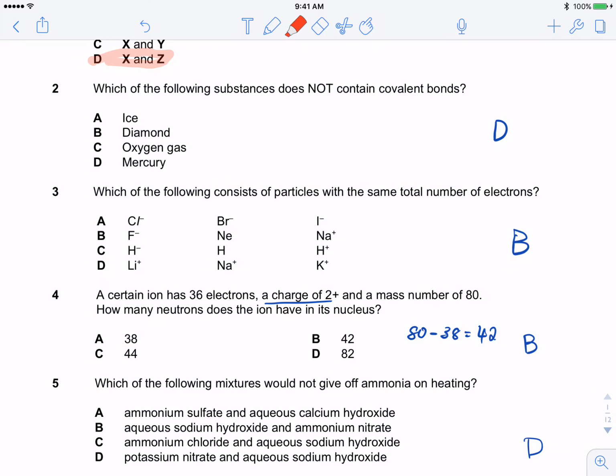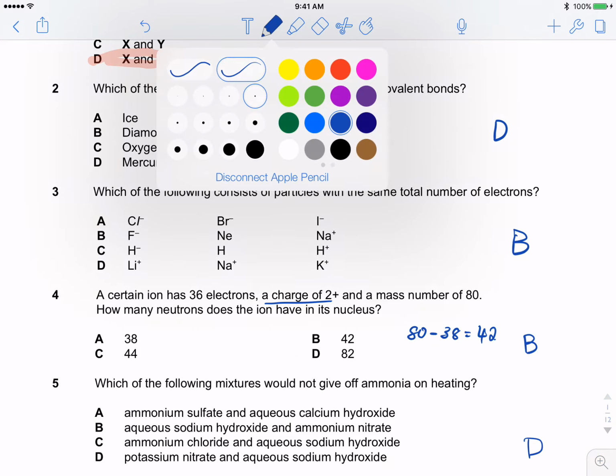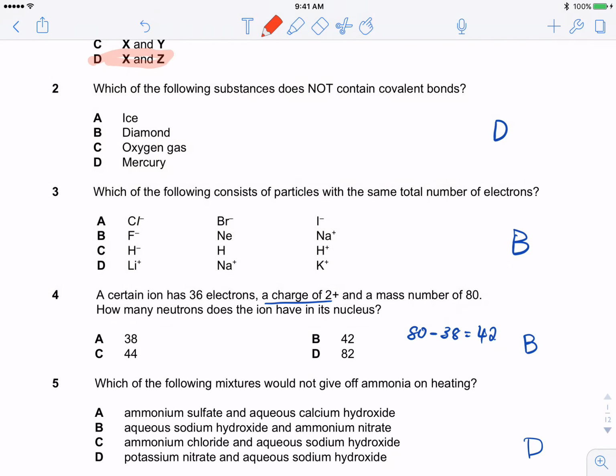Question 2. Which of the following substances does not contain covalent bond? Ice is water, so it has covalent bonds. Diamond is made of carbon-carbon single bonds. Oxygen gas, O2, has covalent bonds. Then we are left with mercury, which is a metal. Hence, it doesn't contain covalent bonds.